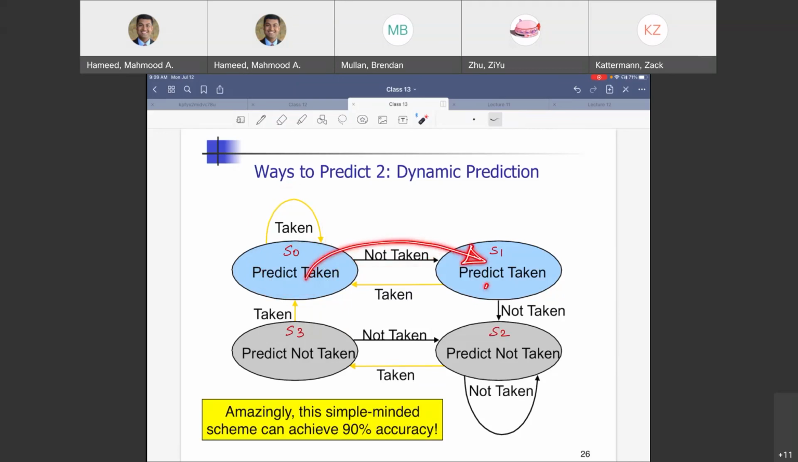From the S1 state, if you encounter a good thing, like if you encounter a taken, you come back. But if you go wrong once and you go wrong twice, then you start looking at maybe it is better to assume the other thing. Predict branch is not taken. That is S2. And as long as that is the case, you stay there. If you go wrong once, you come here. If you go wrong twice, you come back over here. This gives you a 90% accuracy.